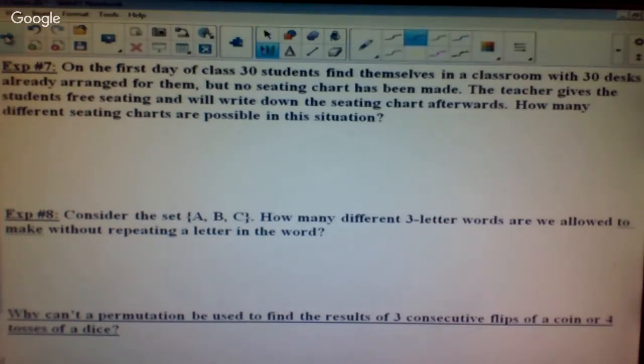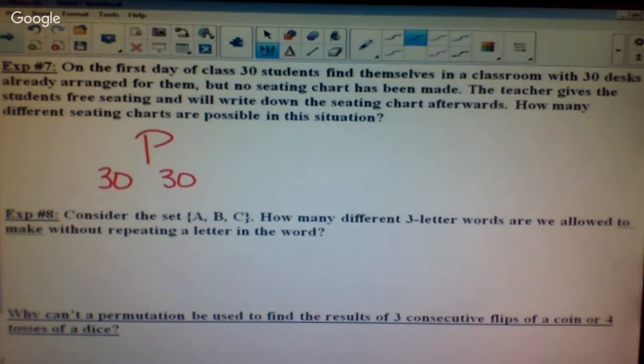Okay. On the first day of class, 30 students find themselves in a classroom with 30 desks already arranged for them, but no seating chart has been made. The teacher gives the students free seating and will write down the seating chart afterwards. How many different seating charts are possible? 30. I've got to put every student in a seat. I've got 30 seats available, 30 students to fill them.